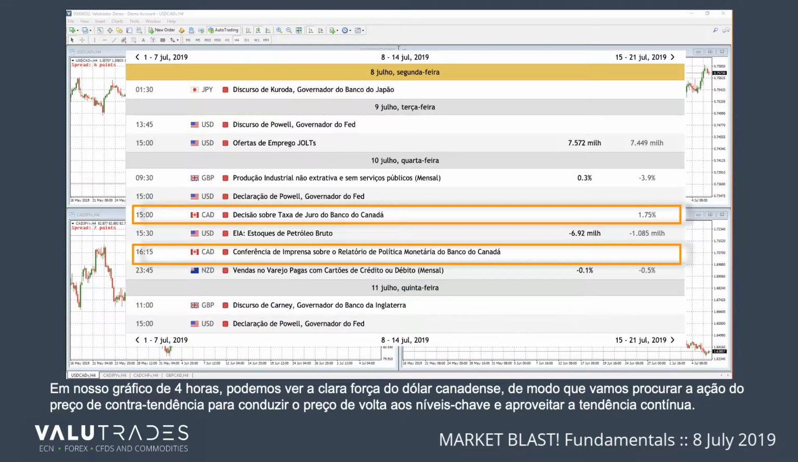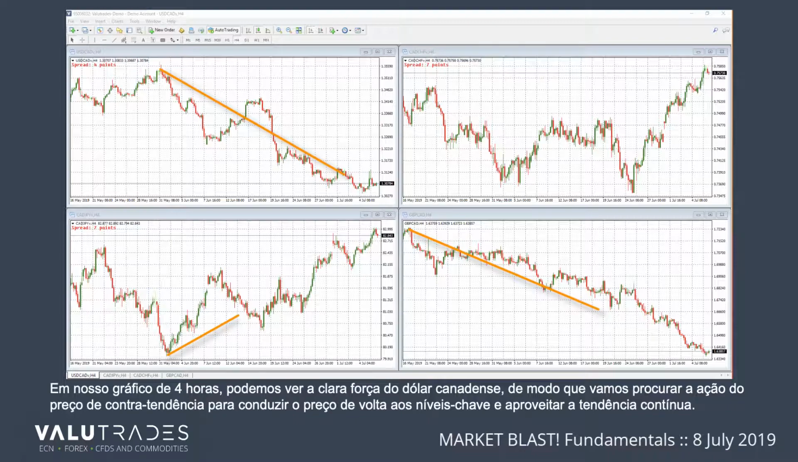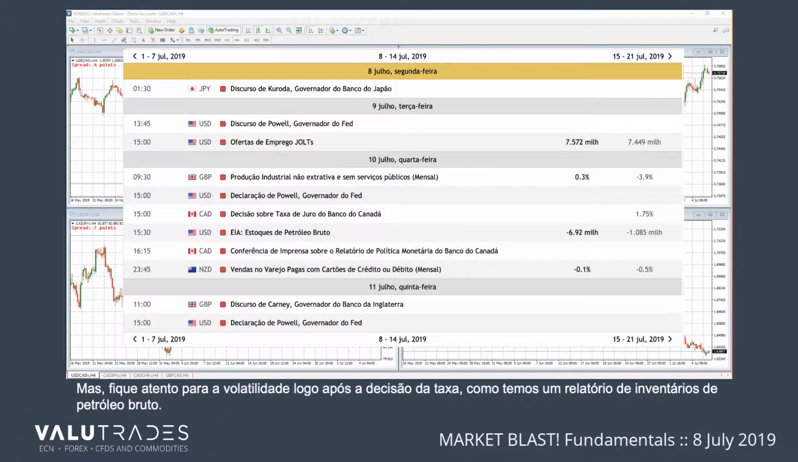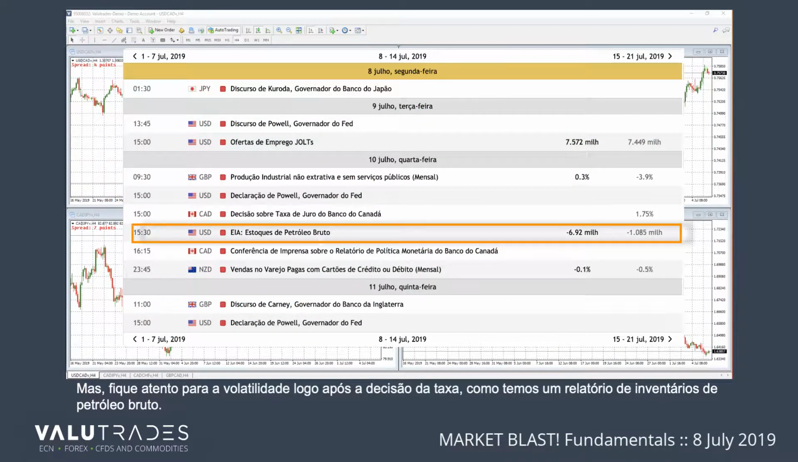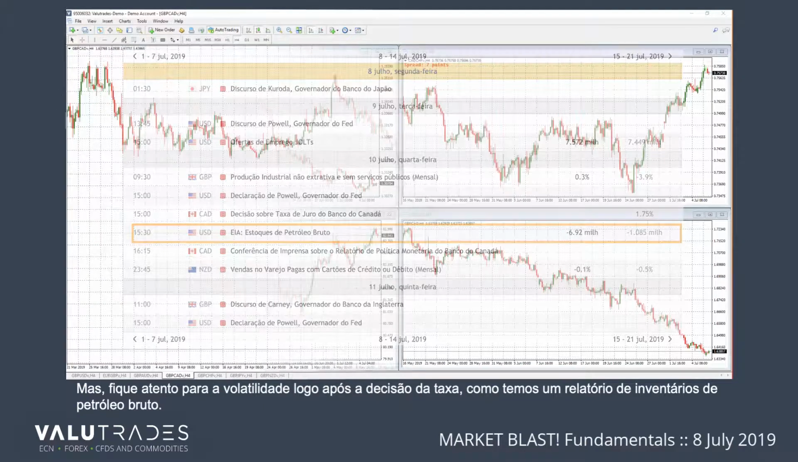On the four-hour charts, we can see clear Canadian dollar strength, so we will look for counter-trend price action to drive price back to key levels and take advantage of the continuing trend. But watch out for volatility just after the rate decision, as we have a crude oil inventories report.